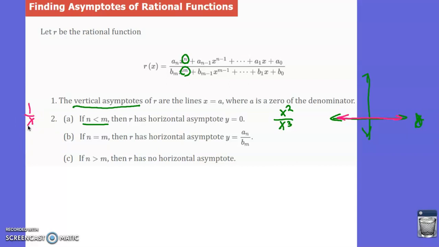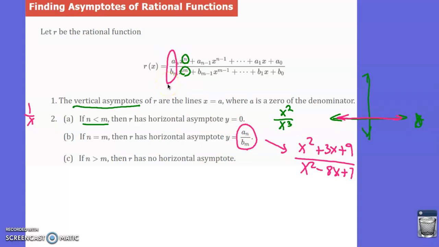If n equals m, an example of this is if I had x squared plus 3x plus 9 over x squared minus 8x plus 7, something like that. Notice the n and m equal each other. Then the horizontal asymptote is a divided by b. So if you notice the a and b that I have here, in this particular example, 1 divided by 1, so the horizontal asymptote would be at 1. If this was 4 divided by -3 or something like that, then it would be at -4/3. So you basically have to look at the coefficients if the exponents are equal to one another.